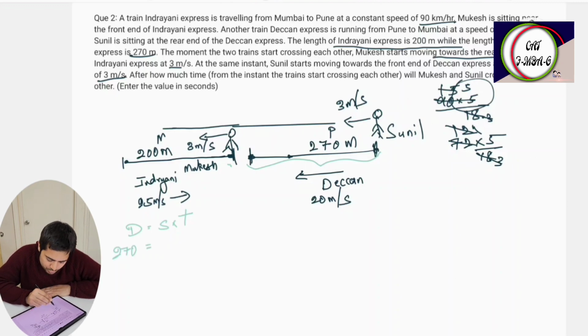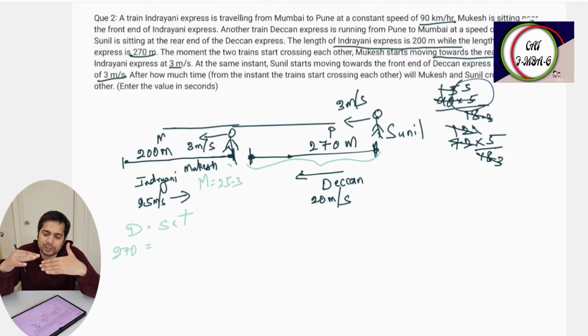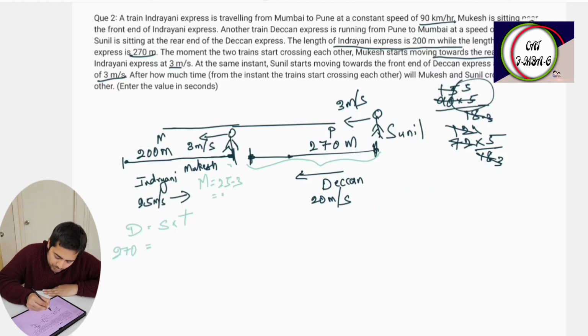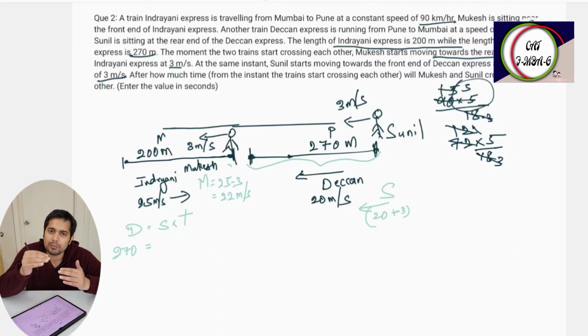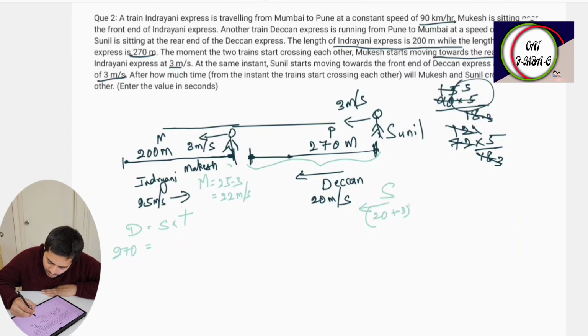Now these two trains are moving in opposite directions. The effective speed of Mukesh is 25 minus 3, because Indrayani is going at a speed of 25 and Mukesh is moving towards the back of the train with speed 3. So it is 22 meter per second. The effective speed of Sunil in this direction will be 20 plus 3, because both are moving in the same direction, Deccan and Sunil. So it is 23.